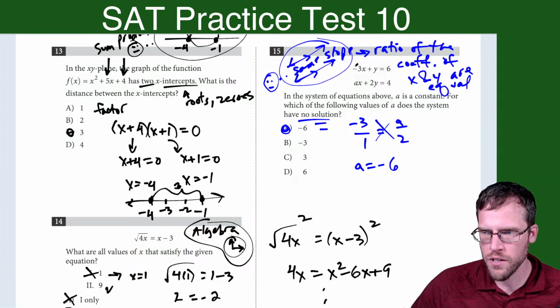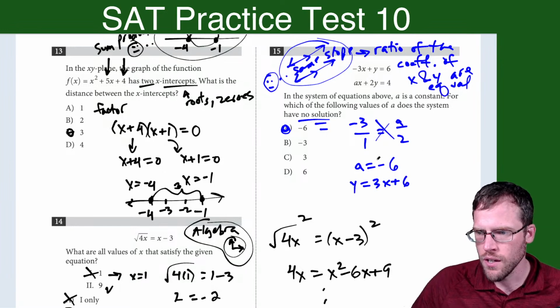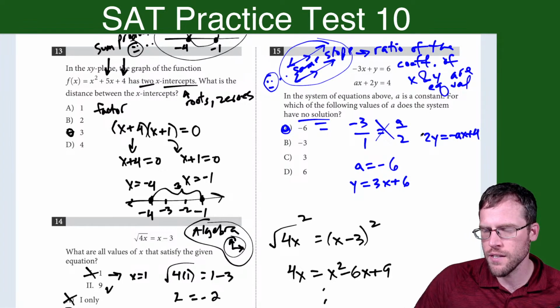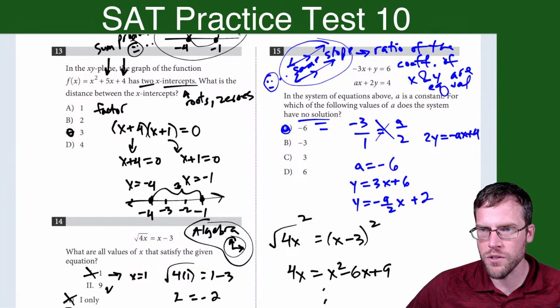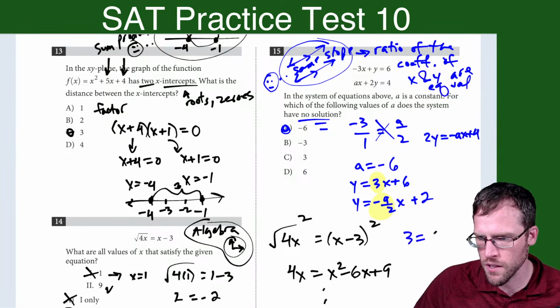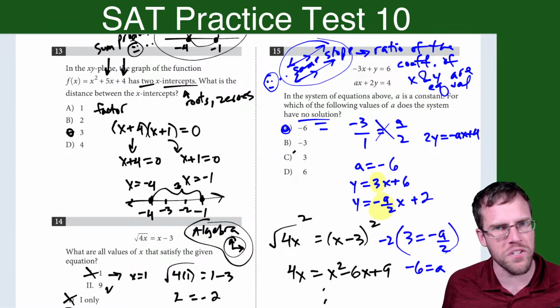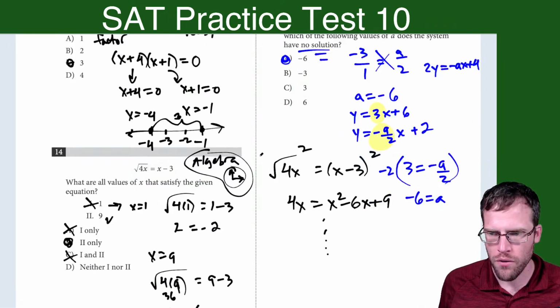If that didn't make sense, what you could also do is solve them for y. You could take that first equation and say y equals 3x plus 6. And then you take the second equation, and that would be 2y equals negative ax plus 4. So minus ax, and then divide both sides by 2 and you get y equals negative a over 2 x plus 4 divided by 2 is 2. And then you could target the slope. You could say 3 has to be equal to negative a over 2. And if you multiply everything by negative 2, that gives you negative 6 is equal to a. Same thing. So choice A is our answer either way. Cool. So that's that part there.